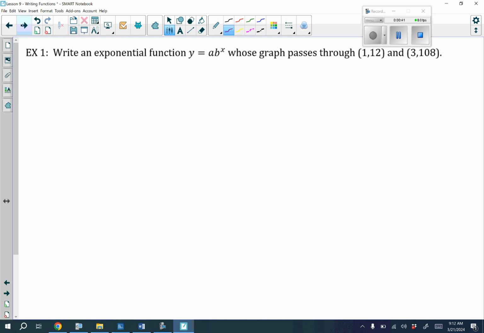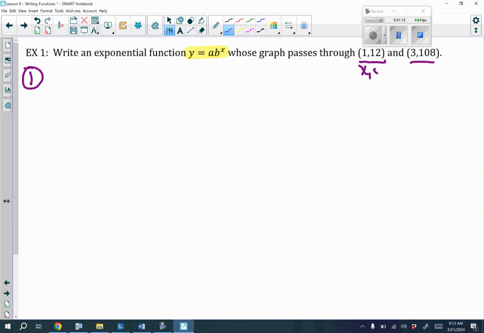Okay, let's go ahead and talk about how do we write either exponential or power functions when given 2 points. So here it says write an exponential function. Now notice it tells you what the form is, so use that to your advantage. So write an exponential function in the form of y equals a times b to the x, whose graph passes through (1, 12) and (3, 108). Okay, so the first step that we need to do is use the points and write them in the form of y equals a times b to the x.